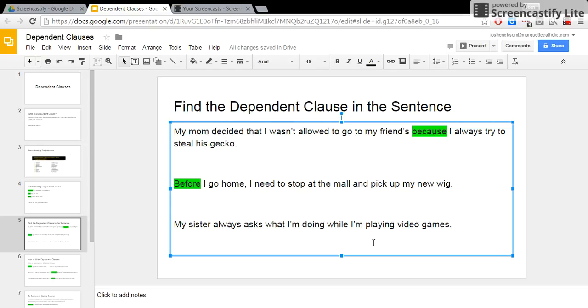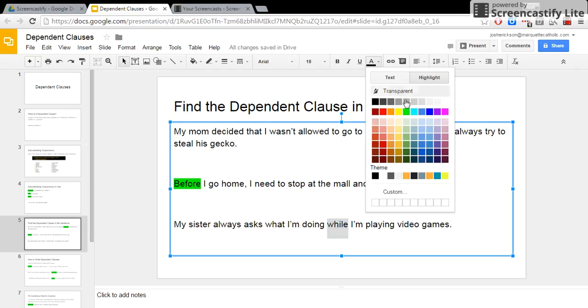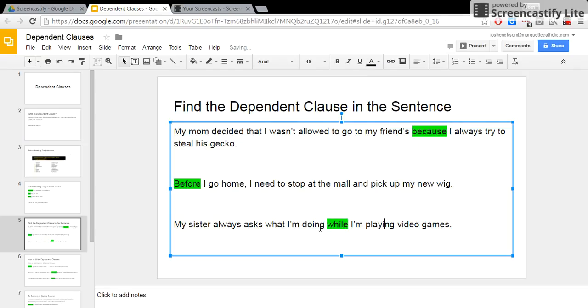And the third one: my sister always asks what I'm doing while I'm playing my video games. Again, we need to find that subordinating conjunction. In this case, it's right here. It's while. So our dependent clause comes after it: while I'm playing video games. You can't say that by itself because it's not a complete thought. While I'm playing video games, what? Okay?